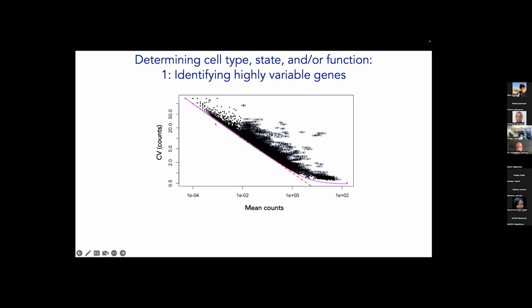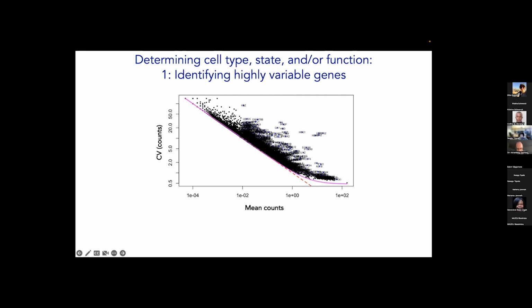And the CV is the coefficient of variation. And the mean counts are, so there's 20,000 genes here, each is a dot. So this one here, HBZ, this is the mean expression of HBZ across all the cells. So if cell 1 has expression 5 and cell 2 has expression 10 and cell 3 has expression 15, then the mean is 10. So that's what that is.